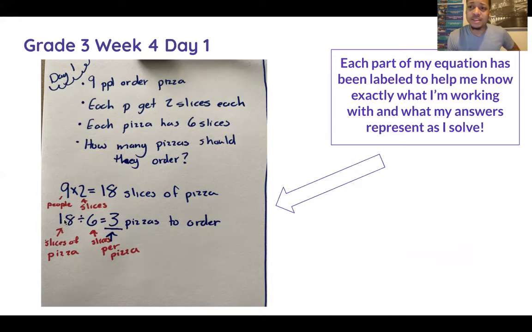Then you take a look at my second equation. 18 divided by 6 equals 3. But the 18 represents the slices of pizza all together that everybody would eat. And the 6 represents the slices per pizza to help me figure out how many pizzas I need. And here I know that 18 divided by 6 is 3. And I labeled pizzas to order. So now I can match my idea to answer the question, how many pizzas should they order? They should order 3 pizzas.